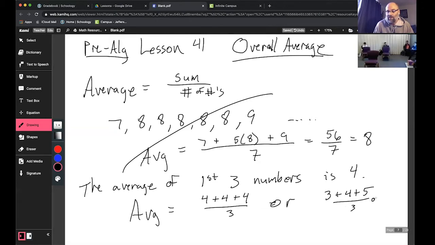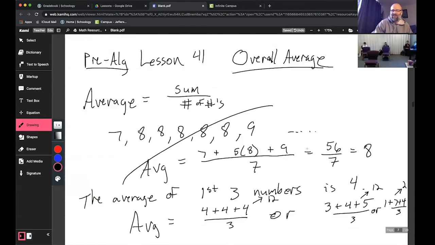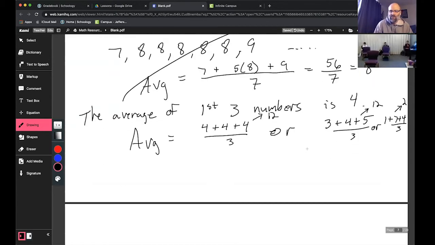Or it could have been maybe 1 plus 7 plus 4. It could have been those 3 numbers. All 3 of these situations have the average of 4. But what do all these have in common? They all add up to 12. So if we know the average is 4, they all just have to add up to 12. We can just say the average of the first 3 numbers is 4.